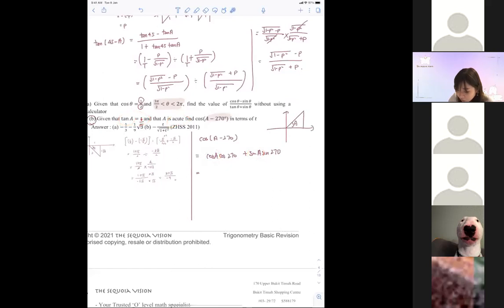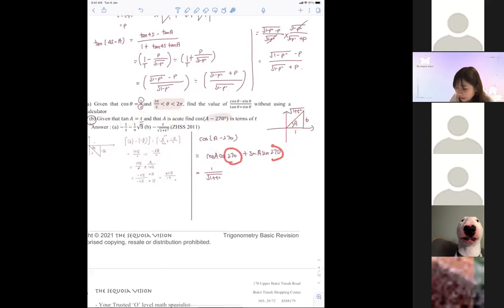So this is T over 1, so it's O over A. Then this is your square root of 1 plus T squared. Okay, so cosine is A over H, sine is O over H, and you get it. So cosine A is 1 over square root 1 plus T squared.